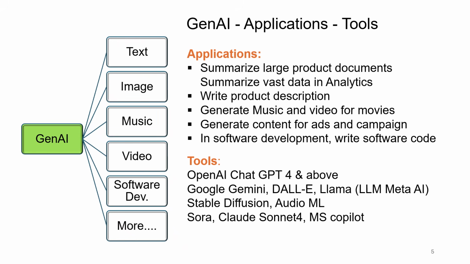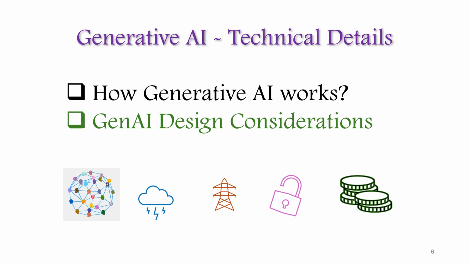To summarize the slide, the most popular OpenAI ChatGPT version 4 and above can generate text, write stories, code. DALL-E can generate images from text. Sora Audio LM can generate music, even generate movies. Now, moving on to the next slide, let us understand how generative AI works and design considerations of generative AI.